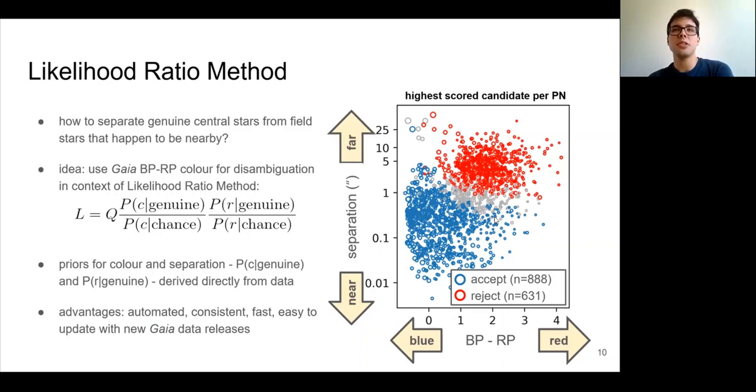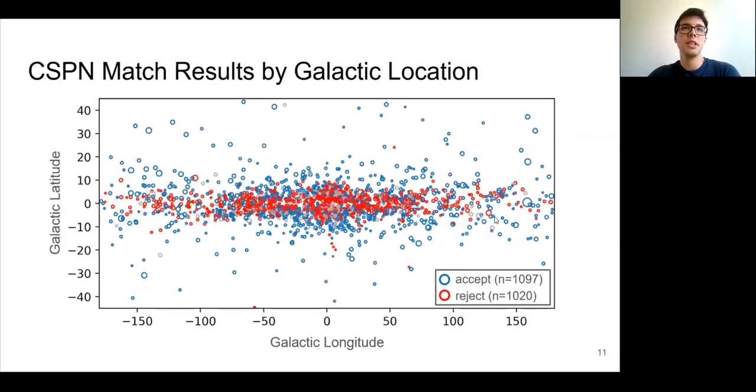But by using both this and also the separation, you can come up with a metric that uses all the information that's available and doesn't necessarily discard stars that are not very blue, because they may be binaries or heavily extincted. The advantage of this approach is that it's consistent, fast, automated, and easy to update with future Gaia data releases. And what we find is we're able to find central stars for about half of the objects in our sample.